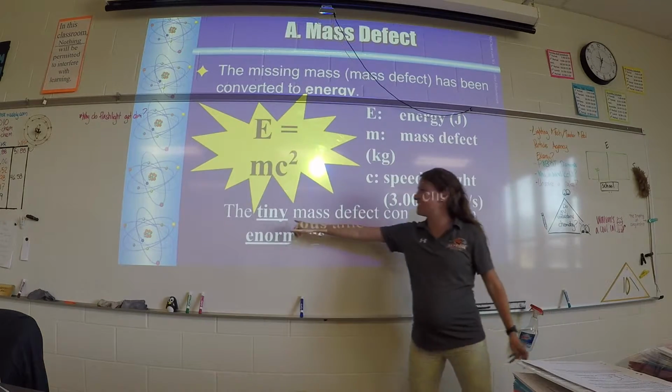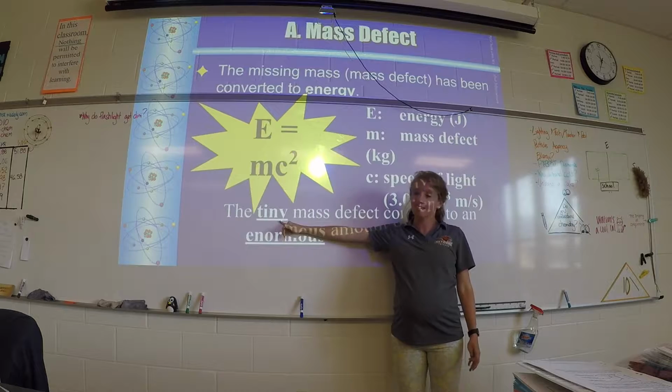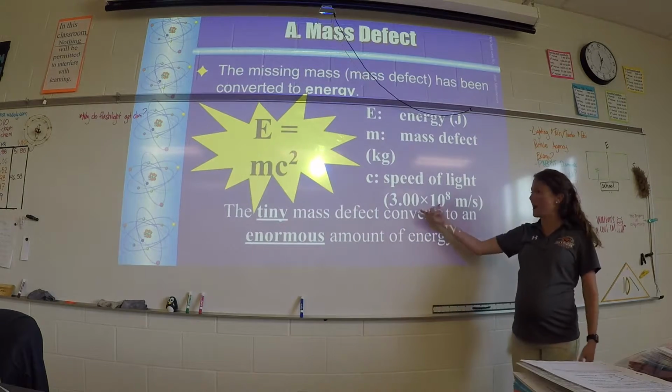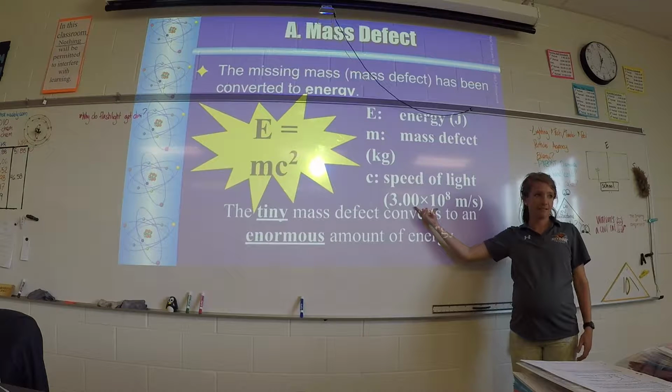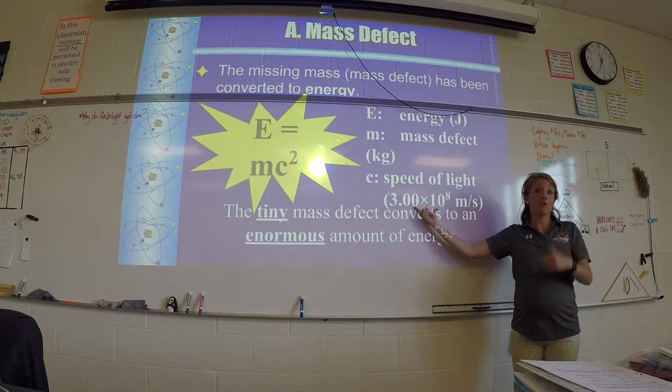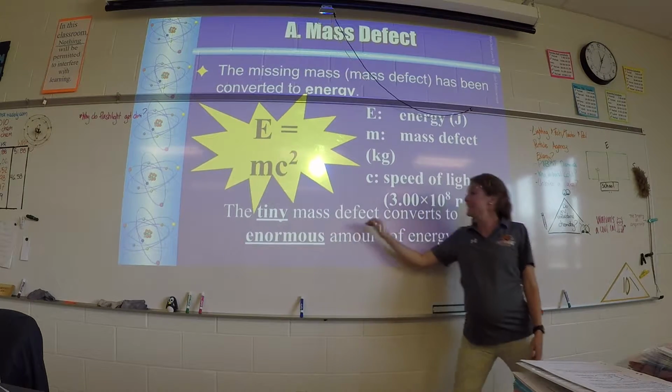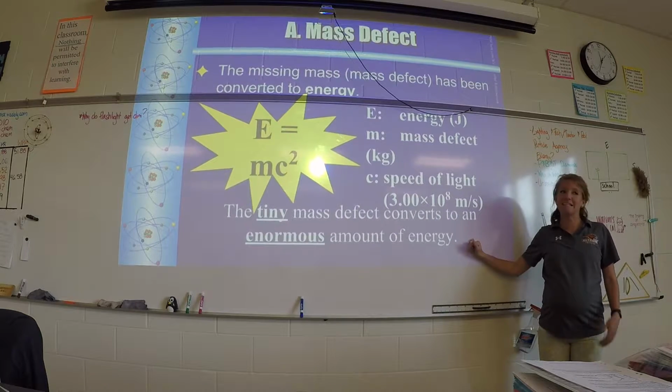Even if I have a tiny amount of mass, so if M is really small, look what we're squaring. How big a number is this? And then we're squaring it. So even though the mass can be tiny, the amount of energy that comes out is insane.